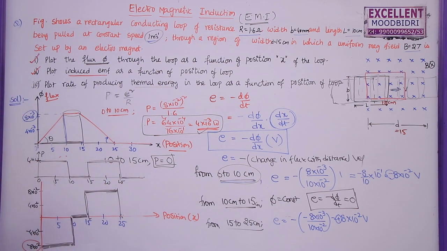So these are the three corresponding graphs for three different quantities here. This is the flux value, this is the flux graph, this is the induced EMF, and the middle one is the rate of produced thermal energy, that is power.